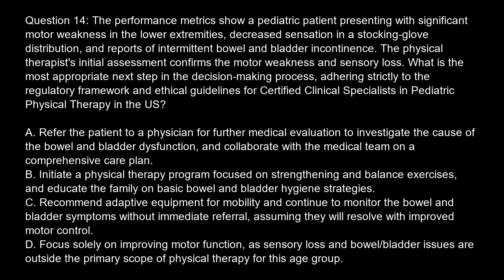Question 14. The performance metrics show a pediatric patient presenting with significant motor weakness in the lower extremities, decreased sensation in a stocking-glove distribution, and reports of intermittent bowel and bladder incontinence. The physical therapist's initial assessment confirms the motor weakness and sensory loss. What is the most appropriate next step in the decision-making process?